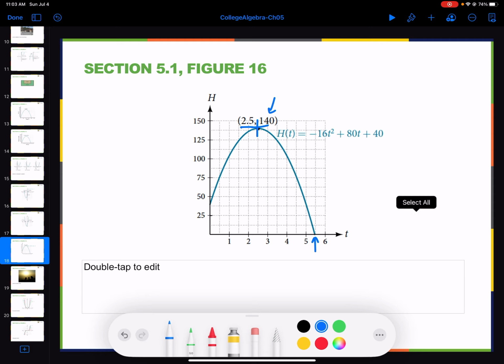So again, you can do one of two things. You can rewrite this into vertex form, which is, I think, my preference, or you can use the quadratic formula on it. Either way, you're going to end up with the same kind of answer. So I'm going to rewrite this in vertex form. That's going to give us negative 16 times x minus our h value, which is 2.5, squared plus 140. And now we'll set it equal to 0 again.